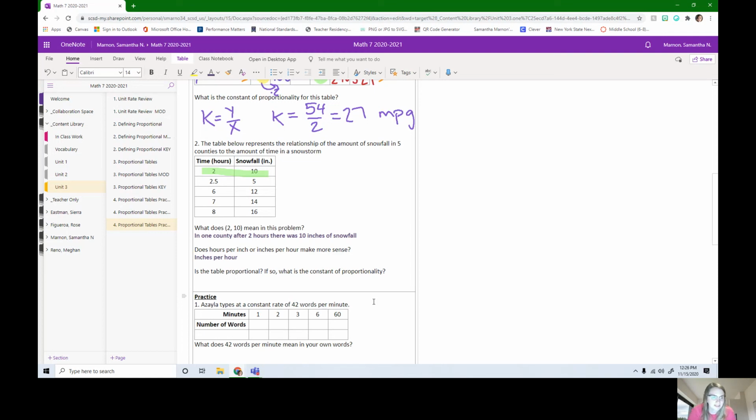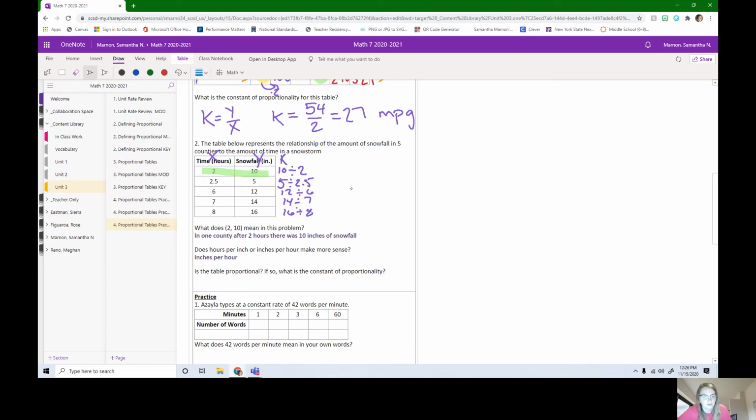Our last question, is the table proportional? If so, what is the constant of proportionality? So that means we need to go back and find all those K values again. So if I put unit rate K here, we're going to need to do 10 divided by 2. We said we want to do inches per hour. So that means this is my X and this is my Y. We need to do 5 divided by 2.5, 12 divided by 6, 14 divided by 7, and 16 divided by 8.